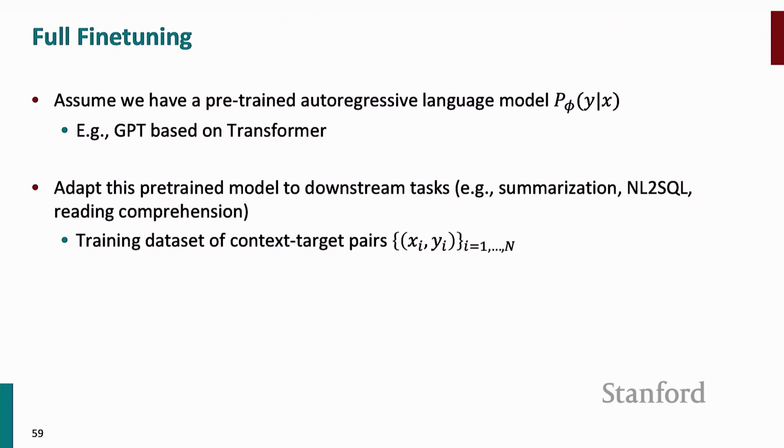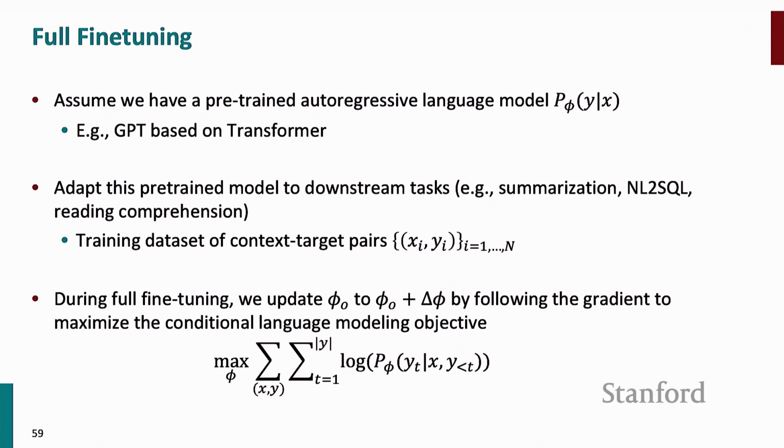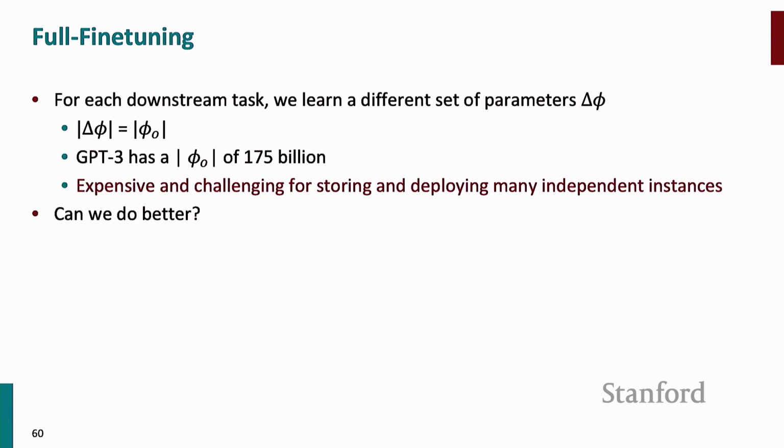Let's say we have some large pre-trained autoregressive language model. Let's say it's a GPT. And maybe we want to use it for summarization. Maybe we want it for semantic parsing, so converting natural language to SQL commands. Or maybe we want it to answer questions about paragraphs, okay? And what do we do? We collect a data set of XY pairs. And then we do full fine-tuning. In full fine-tuning, we update all of the model parameters based on the gradient for some loss function, okay? And maybe that's not feasible.